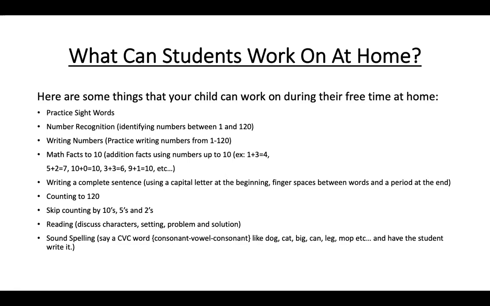Also, after they read or you read to them or a sibling reads to them, discuss the characters, who was in the story. Discuss the setting. Where did the story take place? Where were the characters? Discuss the problem in the story and the solution. How was the problem fixed? Sound spelling is also a good thing to practice. So parents can say a CVC word, which is a consonant, vowel, consonant word, like dog, cat, big, can, leg, mop, and have the students write it. So they listen to the sounds that they hear and they write the word.